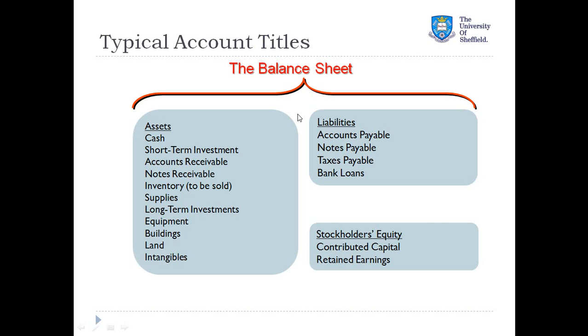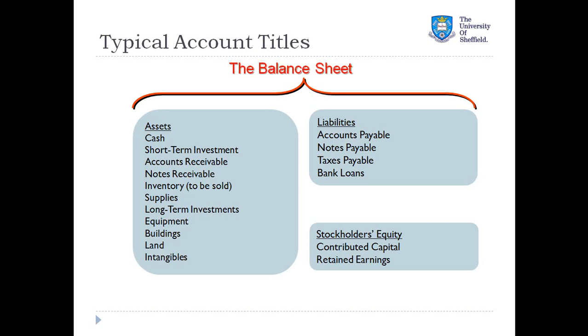On the other hand, we have the liabilities. The liabilities are, as we said, the part that has to do with external sources of financing our company. So we have other parties to whom we owe money. We have accounts payable, notes payable, obviously taxes payable, the taxes that we owe to the government, bank loans, and so on and so forth. And obviously, last but not least, the stockholders' equity. We have the contributed capital by the owners and the retained earnings.